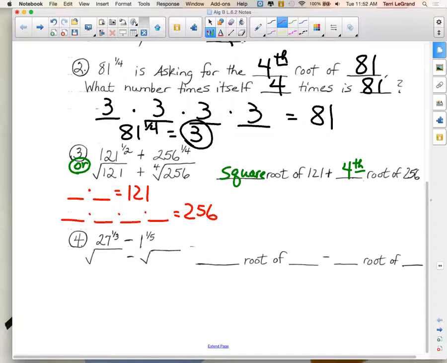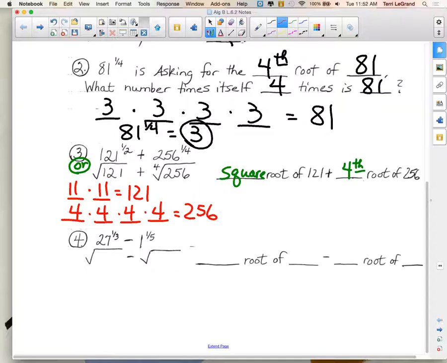Anybody know what times itself is 121? No? 11. Okay, so the square root of 121 is 11. If you didn't know that yet, get it memorized. Now this one you might not have memorized. Anybody think they know what times itself 4 times would get us to 256? Cody? 4. Okay, so 4 times 4 times 4 times 4.